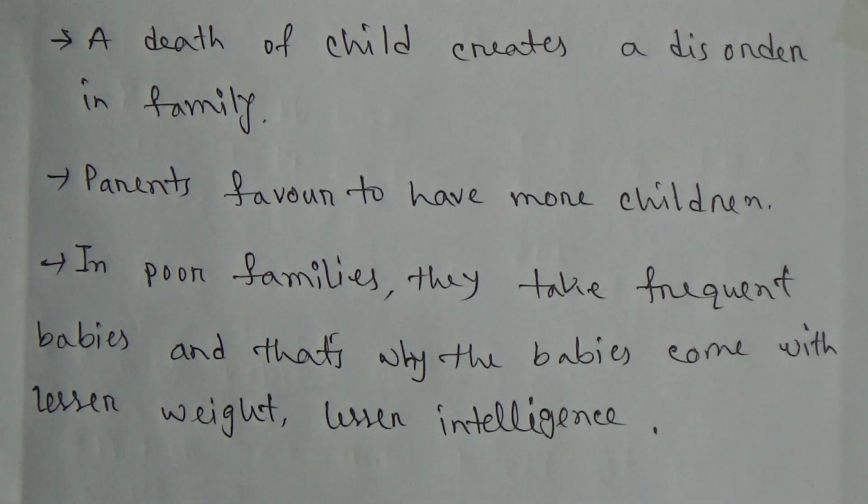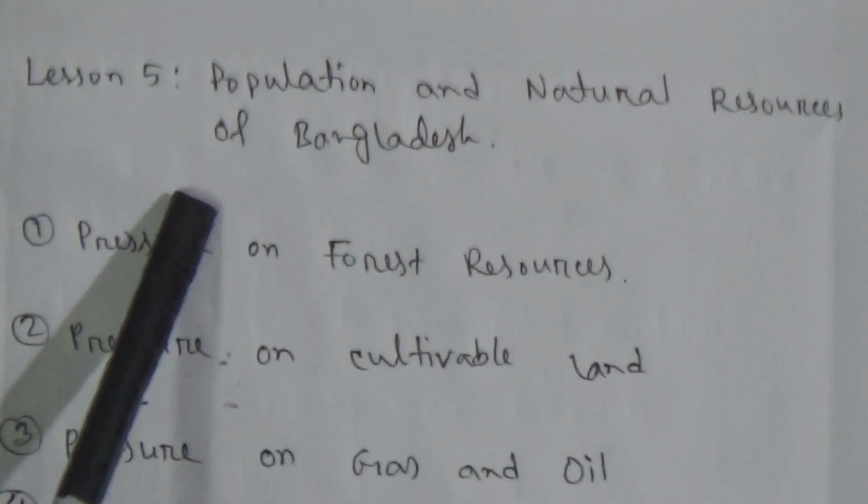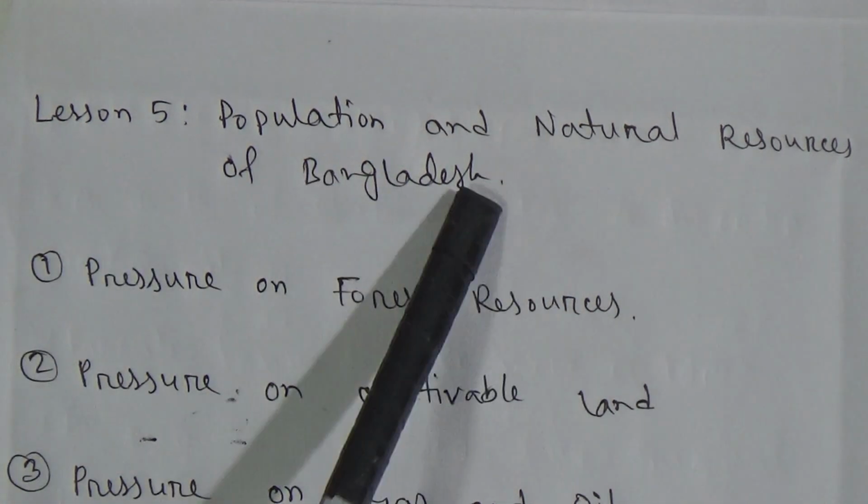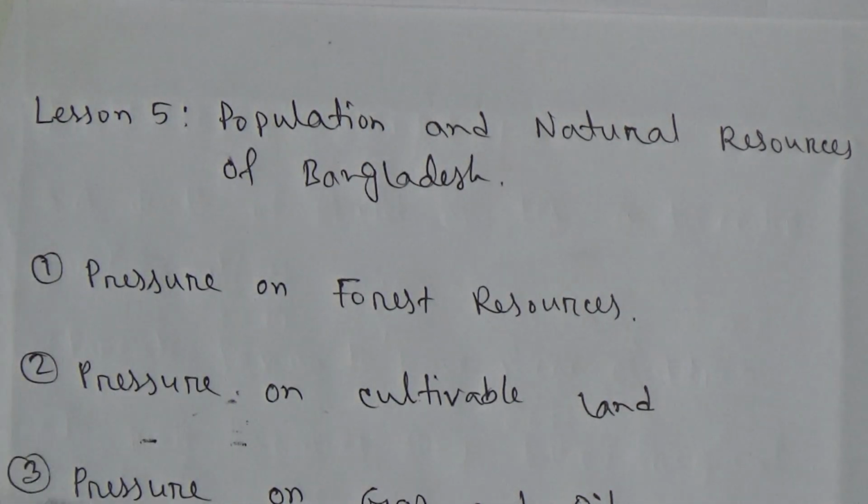So dear students, these are the effects of mortality, and now we will go to lesson 5: population and natural resources of Bangladesh. So what is the actual relation between natural resources and population? We will try to focus on this point.